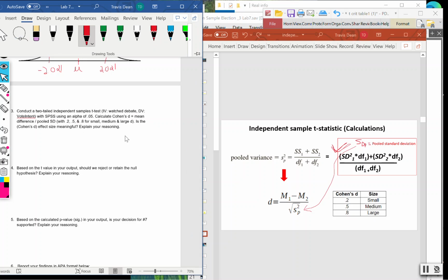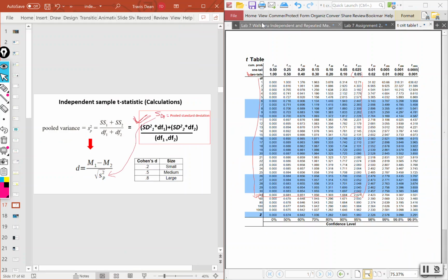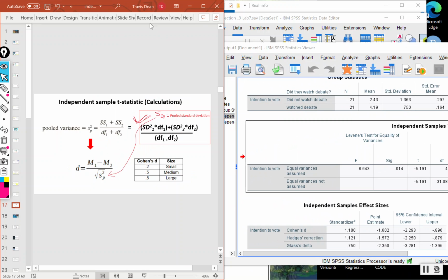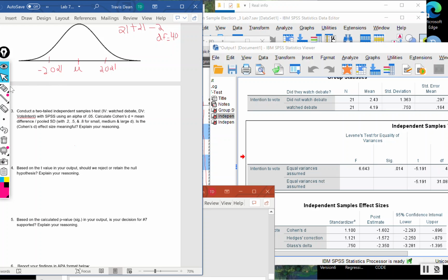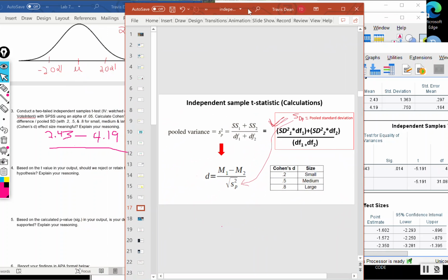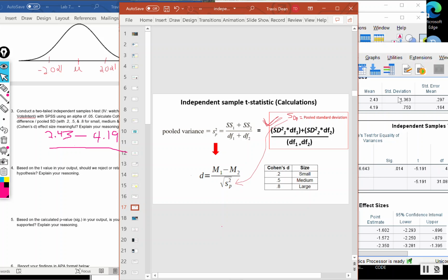So this is going to be looking back at SPSS. I just have too many applications open. We have 2.43 minus 4.19, and this is divided by this pooled standard deviation. And you would use this equation right here to get the pooled standard deviation. So what we have here is this number and this number that we're going to put into here.